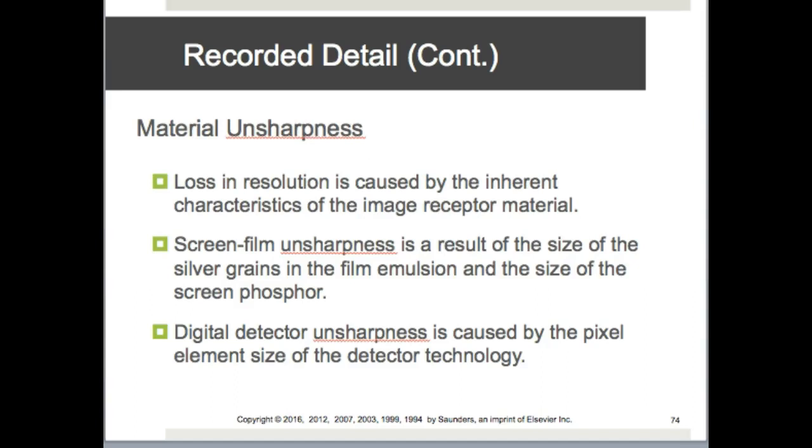Material unsharpness, so its loss in resolution is caused by the inherent characteristics of the image receptor material. So film screen unsharpness is a result of the size of the silver grains within the film emulsion and the size of the phosphors in the screens. Digital detector unsharpness is caused by the pixel element size of the detector technology.